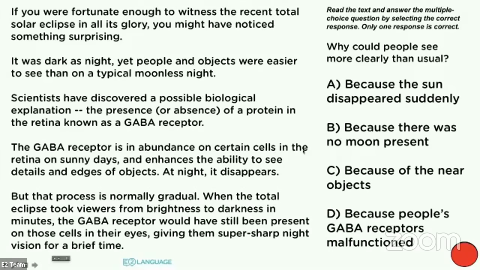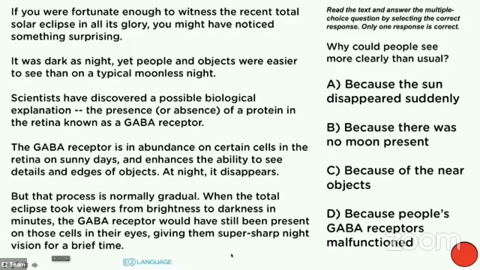So let's go across to the text and read it. So why could people see more clearly than usual? If you were fortunate enough to witness the recent total solar eclipse in all its glory, you might have noticed something surprising. It was dark as night, yet people and objects were easier to see than on a typical moonless night. Okay, so I'm going to eliminate B immediately.